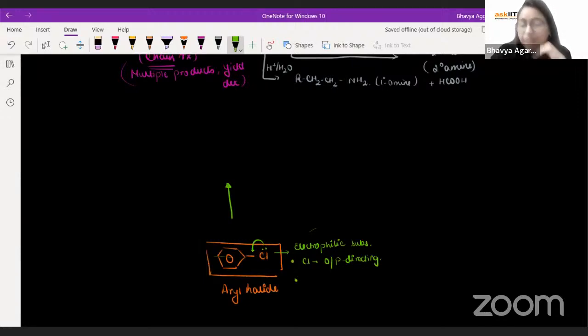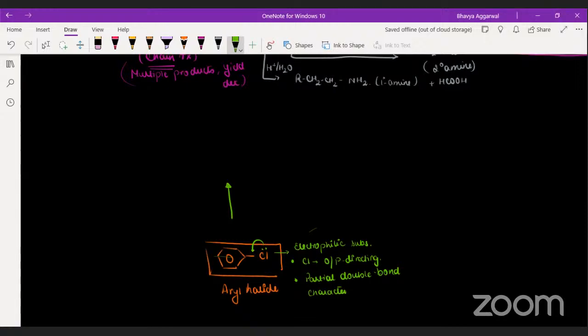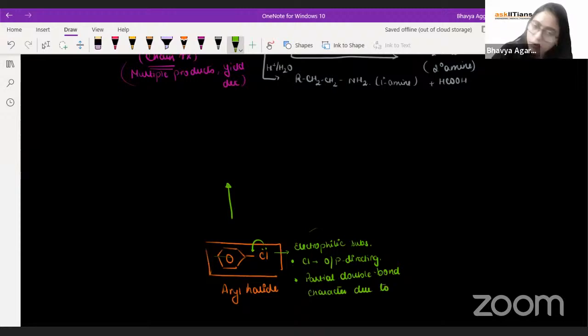Another reason-based question, the second type of reason-based question, would be that there's a partial double bond character because of resonance. So whenever someone asks, why is the C-Cl bond not breaking? You can just close your eyes and give this answer any day: partial double bond character due to resonance.